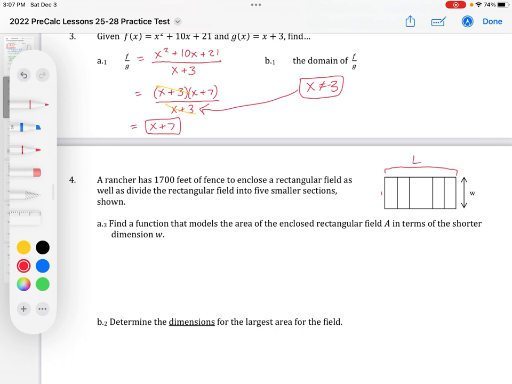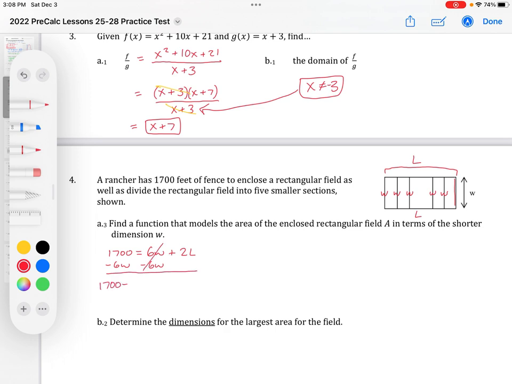So for now, we're going to have to add in this length. And then notice we have 1, 2, 3, 4, 5, and then 6 W's here. So if you add up, and then you have L down here, if you add up all of those dimensions, that's got to give you that 1,700 feet of fencing. And you have 6 W's plus those 2 L's. But what we're going to do is solve this for L so that we can just have W in our equation. So I'm going to get rid of that 6W.